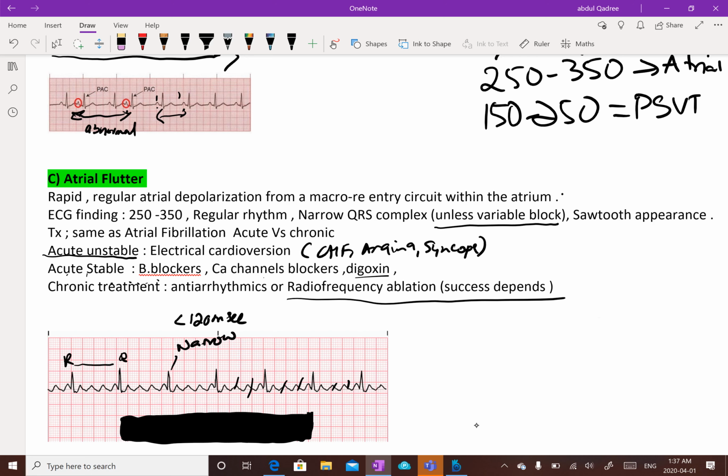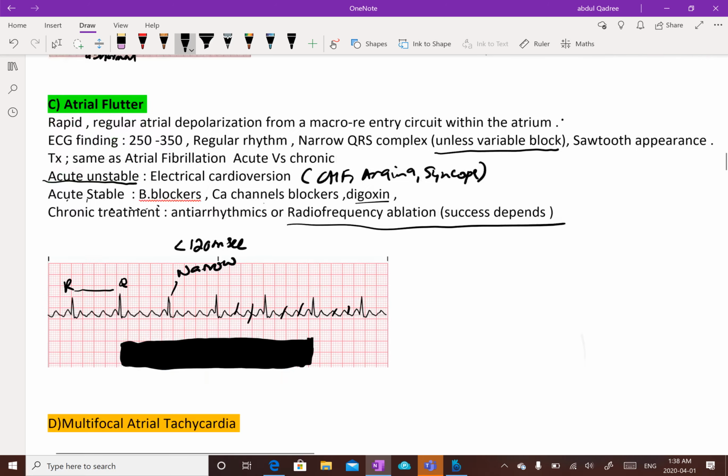Okay, so I hope you guys understand the atrial flutter. Remember, the most important thing with atrial flutter is how to detect it, to be able to read the ECG and know the findings on the ECG, and to be able to treat. One more thing we're going to do is anticoagulate this patient as well, but I'll talk to you guys about anticoagulation later, with atrial fibrillation in a bit. But just remember: acute unstable, electric cardioversion; acute stable, beta blockers, calcium channel blockers, or digoxin.